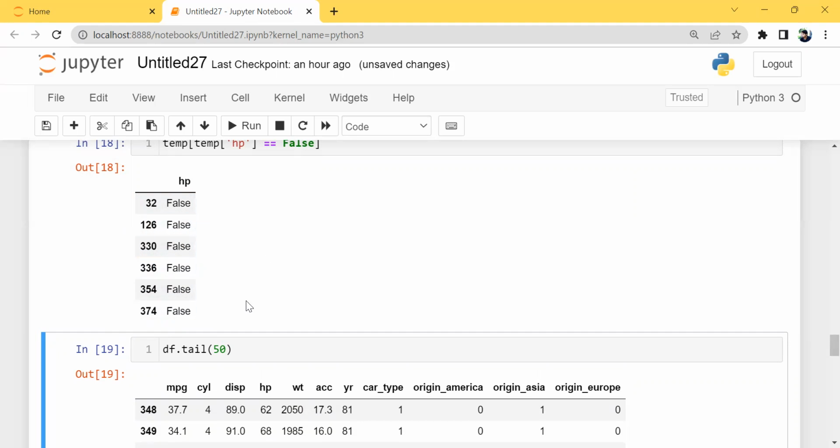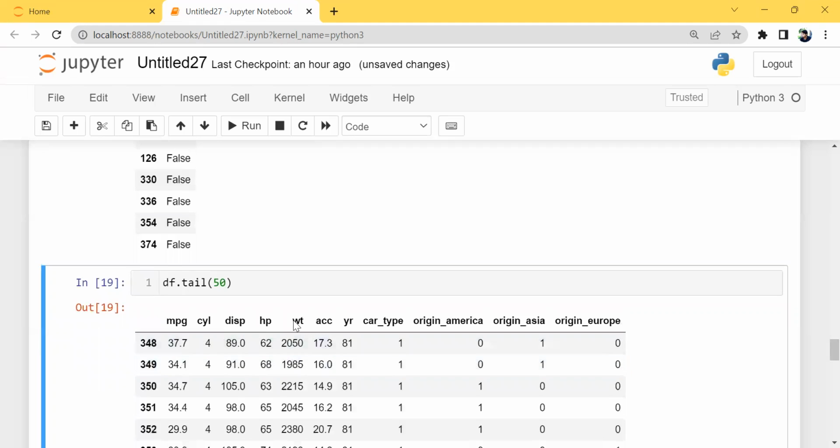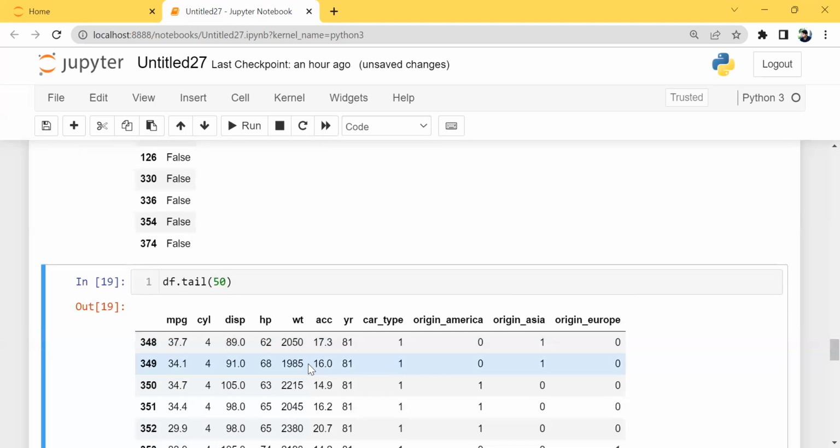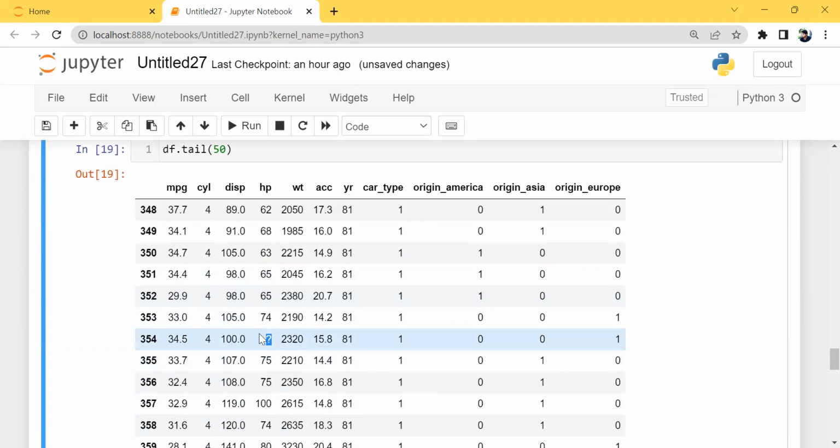So maybe the person who prepared this particular data set didn't find any value for that particular column, for that particular row, probably. That's the reason why he has put a question mark over here, right? So now you have got to know that there are some non-numerical values in your data. So what do you do now?